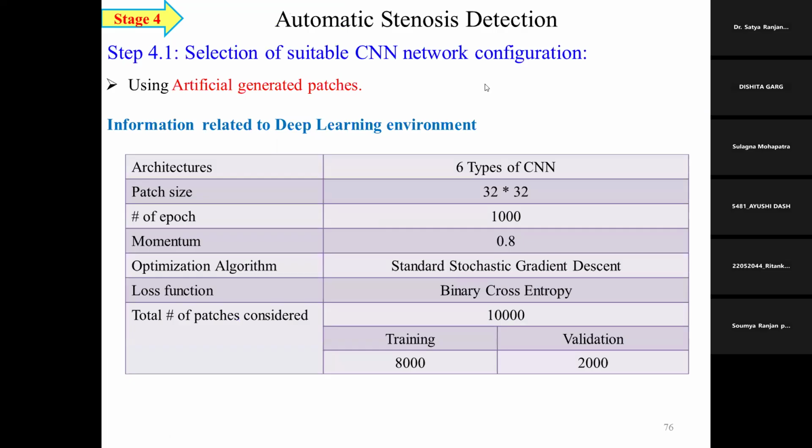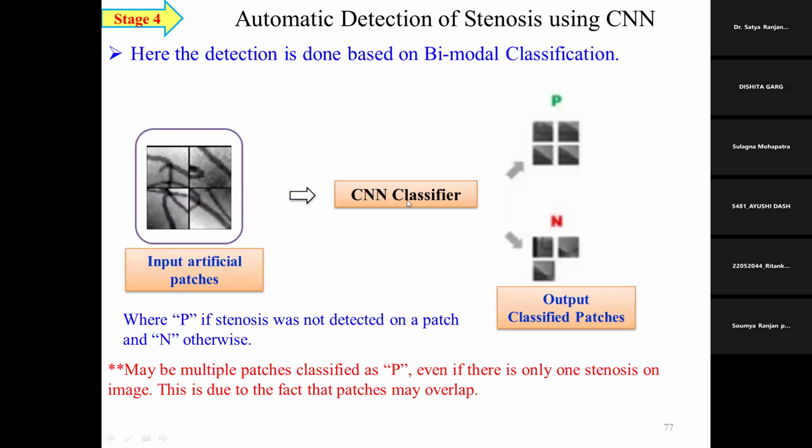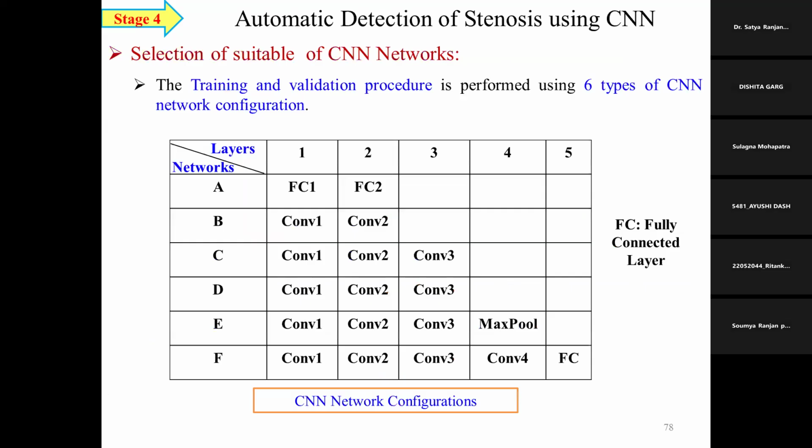Then they go for architecture. They go for 6 types of CNN architecture. That is my intention to show here: how we can also go for the experiment. These are some parameters like patch size, epoch, momentum, and all those things. Then they give those images to the CNN classifier to find out whether it is a real stenosis or no stenosis, because doctors are confused about which part is a real stenosis and which part is not.